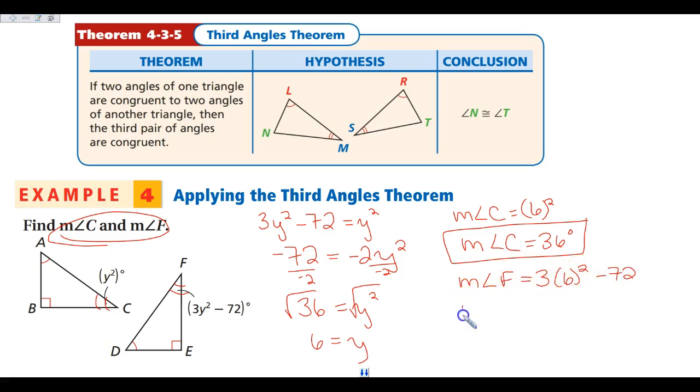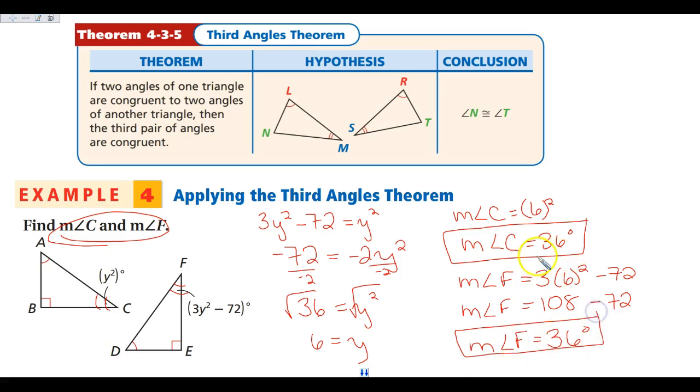So again, 6 squared is 36, times 3 is going to be 108. Remember to square the 6 first. We do not do 3 times 6 is 18 and then square 18. We square 6 first to get 36, and 3 times 36 is 108. So then when we do 108 minus 72, I'm going to get 36 degrees, which they should be the same because they should equal the same. So that is kind of like your self-check there.